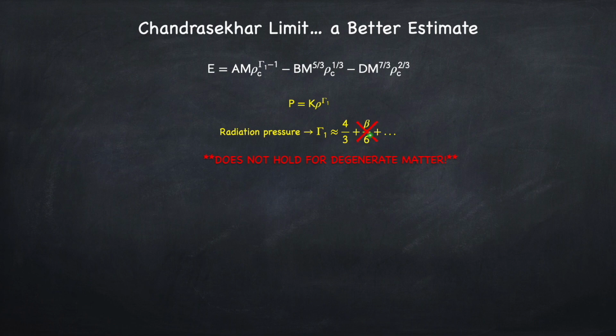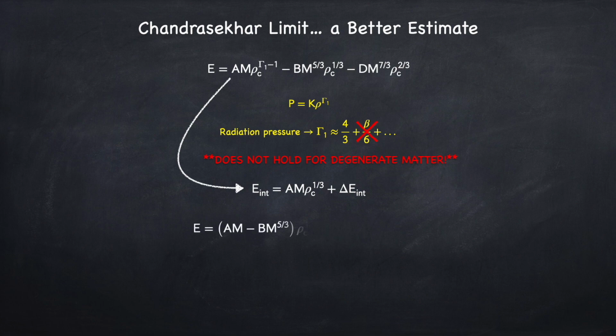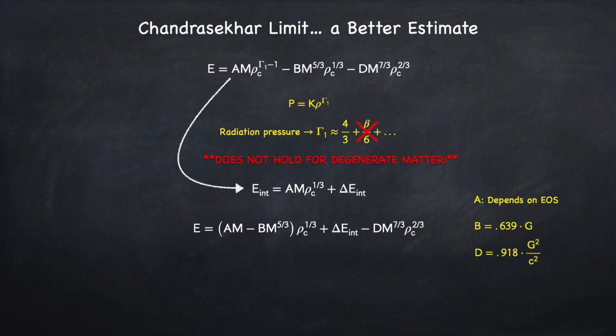This means that we're going to have to rewrite the internal energy as a term corresponding to gamma 1 equals 4/3 plus some small correction, which we don't know what it is yet. So the total energy will have the following form. The constant A depends on the equation of state, and B and D are already known, where these numerical factors here are a result of integrating over an n equals 3 polytrope.